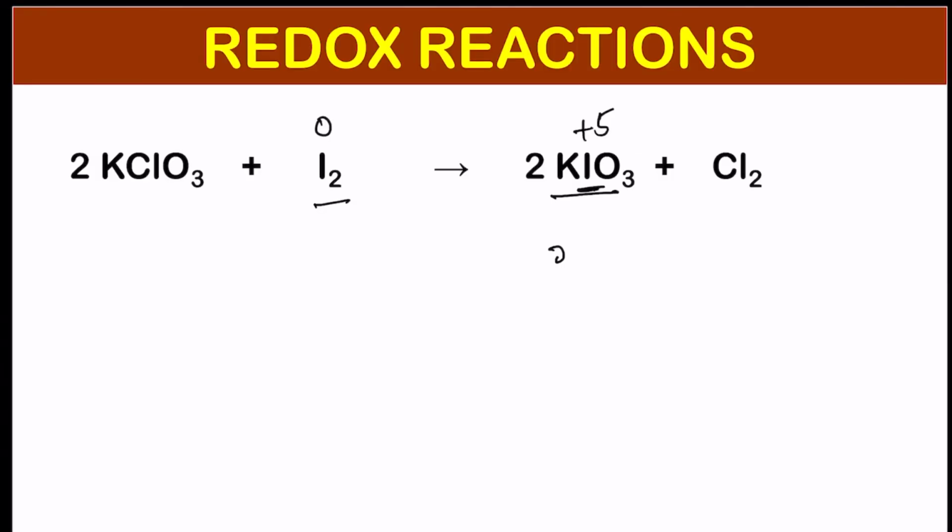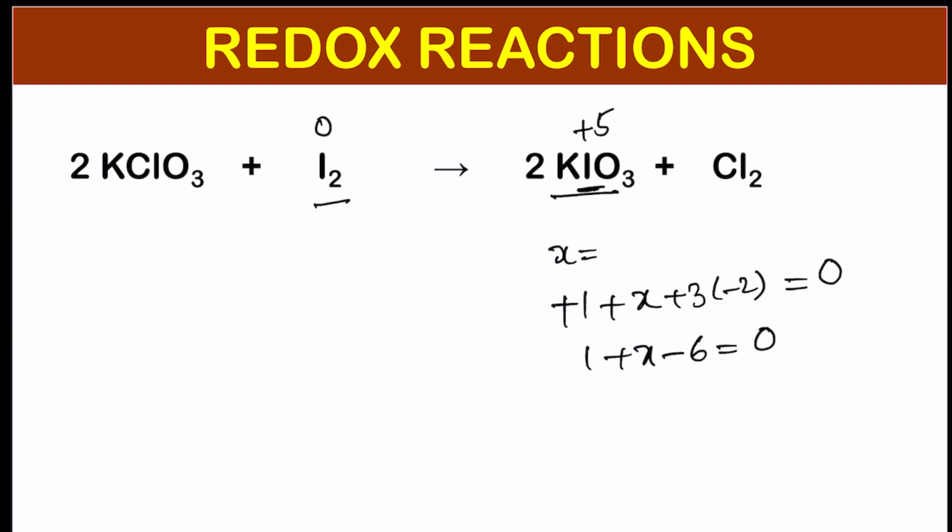Let X be the oxidation state of iodine. Here potassium is an alkali metal. Alkali metal is +1. Iodine is X. Oxygen is -2, 3 into -2. Because it's a neutral molecule, the sum of the oxidation states should be 0. So this is 1 plus X, plus 3 into -2, which is -6, equal to 0. X minus 5 equals 0. X is equal to +5. So oxidation state of iodine is +5.